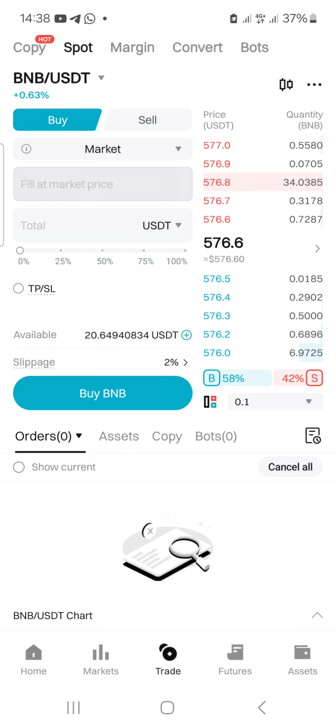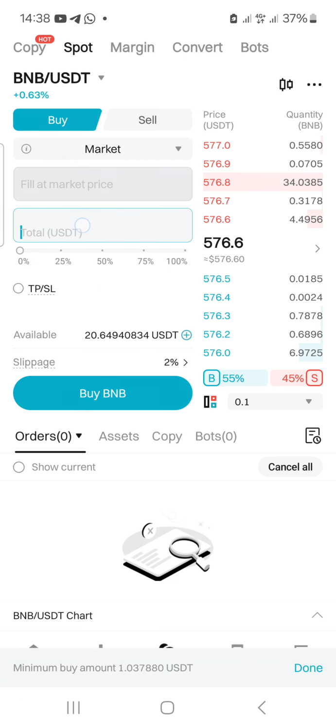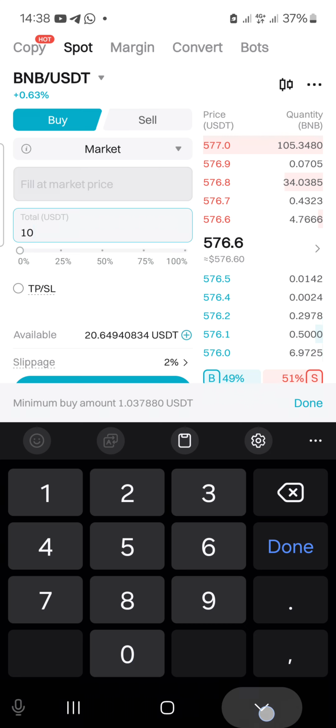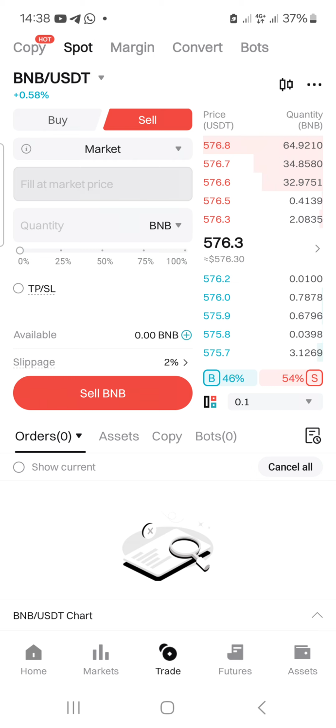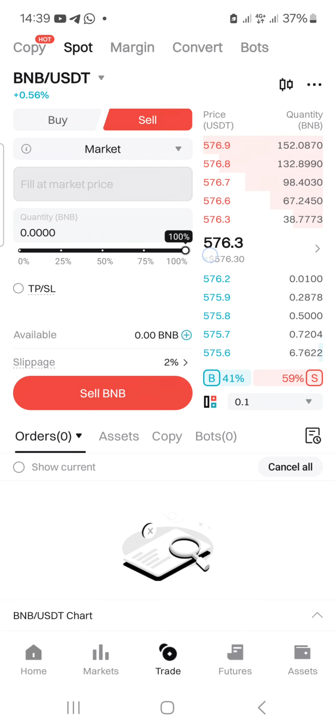So you want to trade with, let's say, $10. That $10, you input it here. Okay, so 10, then you click on buy BNB. Boom, you're going to be able to buy. If you want to sell, you click on the sell angle. Then you input either manually how many BNB you want to sell here, or you toggle this to the end to say you want to sell 100%, and you hit the sell button.